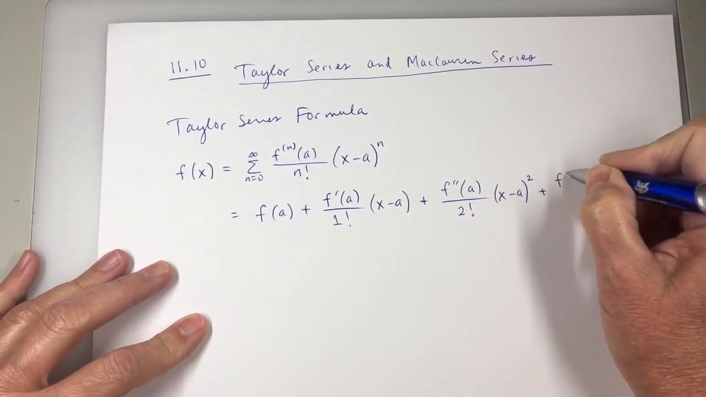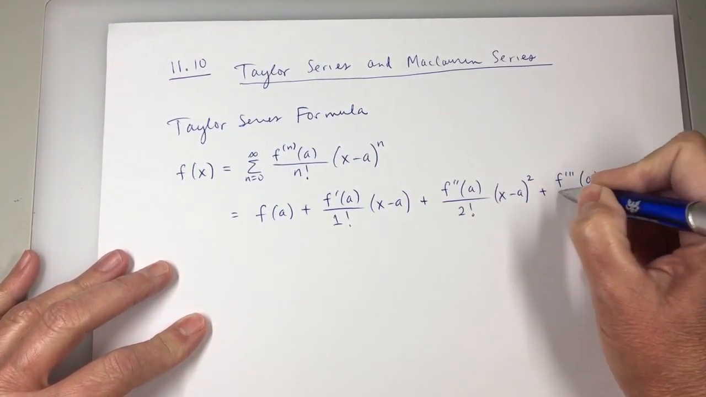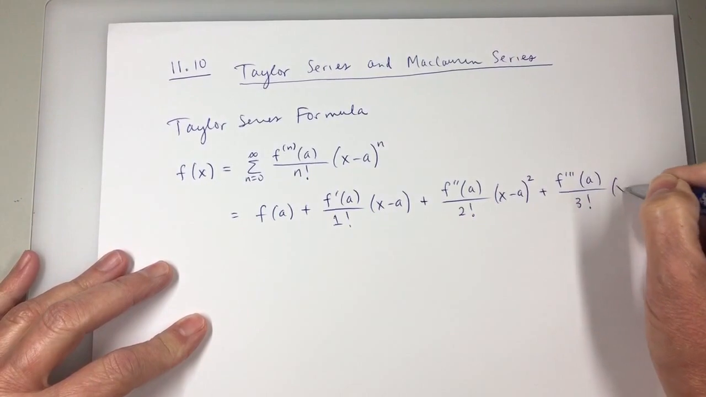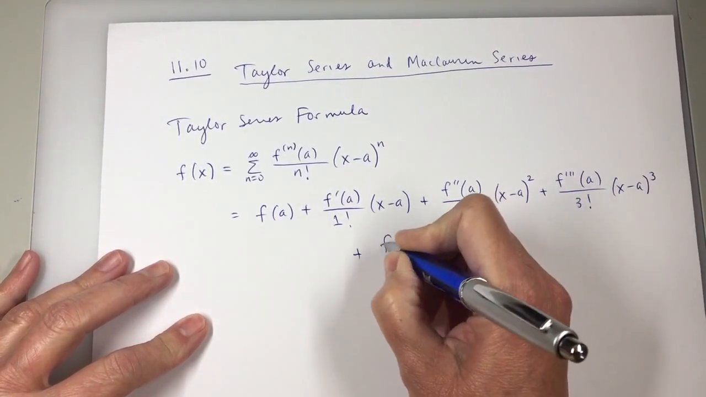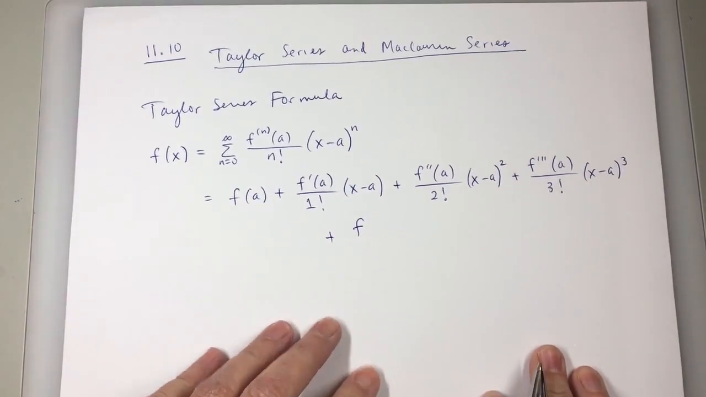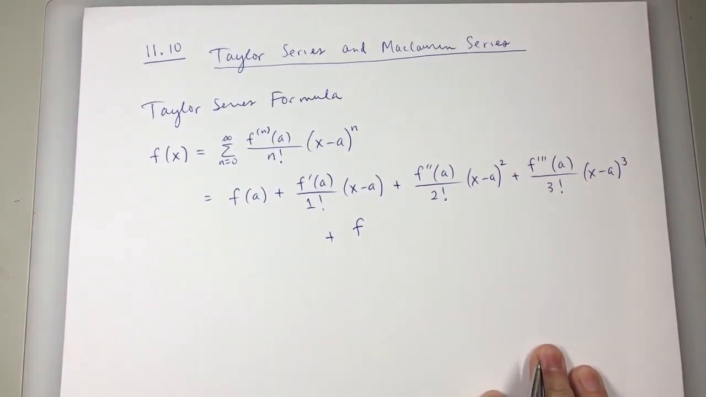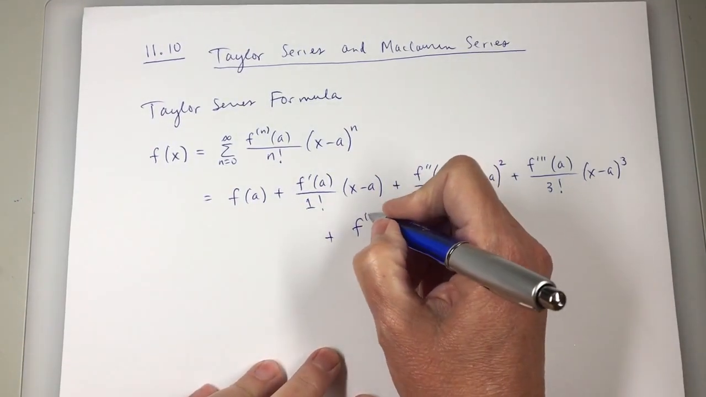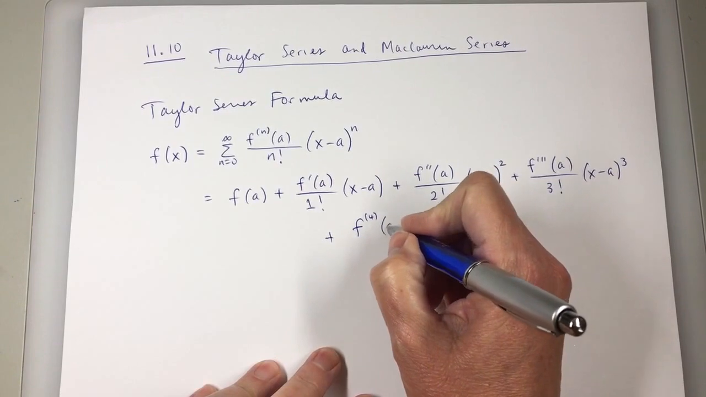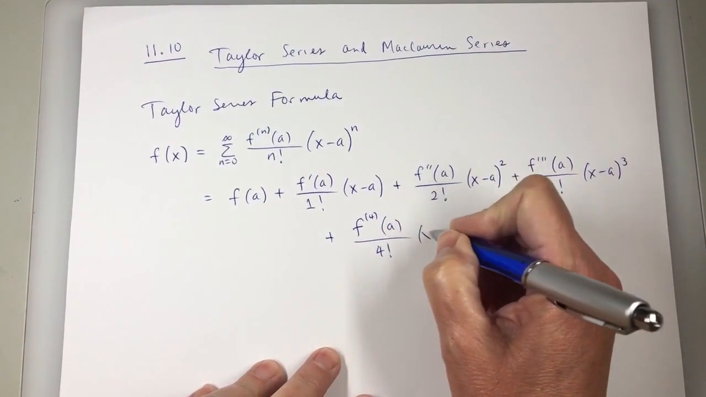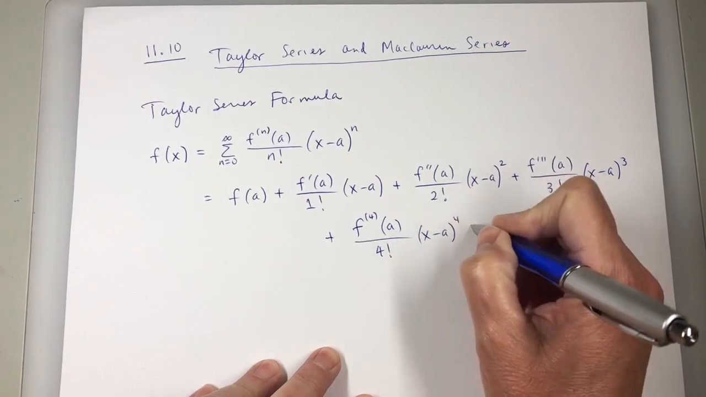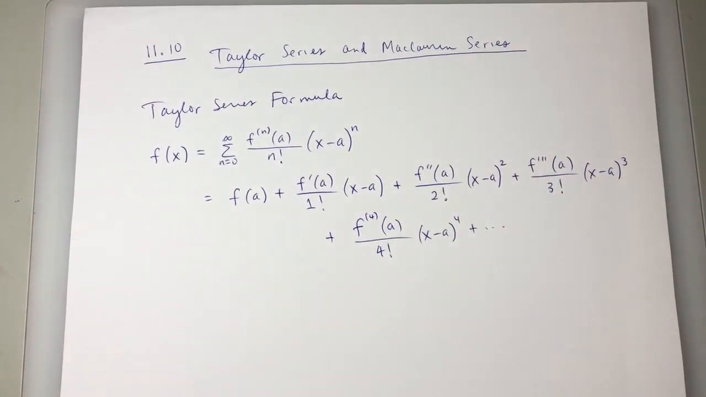The third term is the third derivative at a over 3 factorial times x minus a to the third power. The next term, now when they write it, the fourth derivative, instead of writing all those marks, they'll write the 4 in parentheses to indicate the fourth derivative. So I get this, plus it continues forever. So that's the formula for Taylor series.